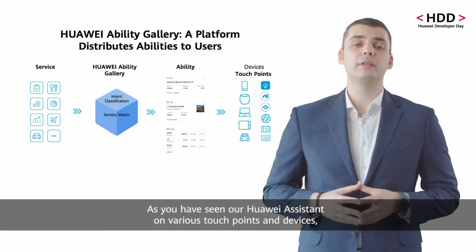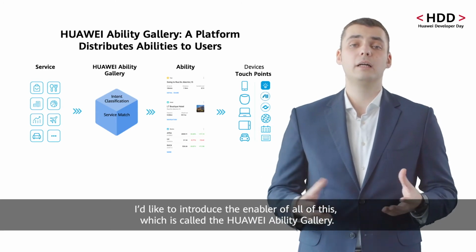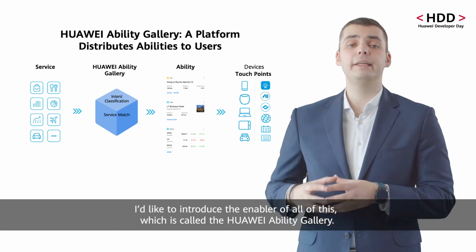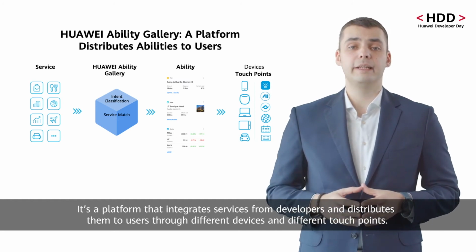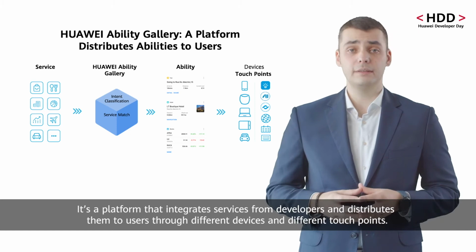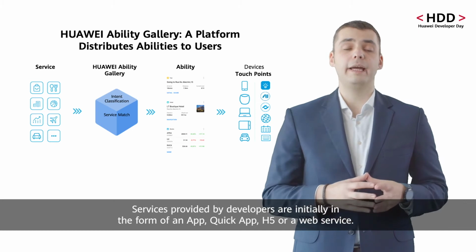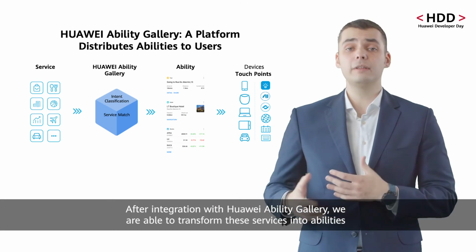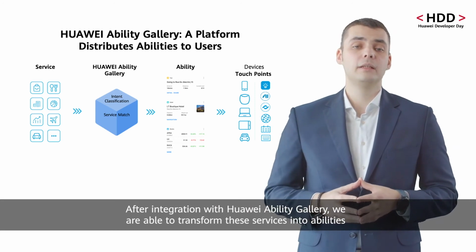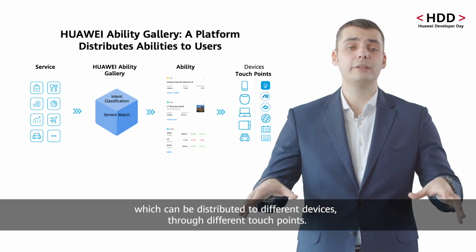As you have seen our Huawei Assistant on various touchpoints and devices, I'd like you to meet the enabler of all of that, which is called Huawei Ability Gallery. It's a platform that integrates services from developers and distributes them to users through different devices and different touchpoints. Services provided by developers are initially in the form of an app, quick app, H5, or web service. So after the integration with Huawei Ability Gallery, we are able to transform these services into abilities which can be distributed, as I mentioned, through different devices and through different touchpoints.